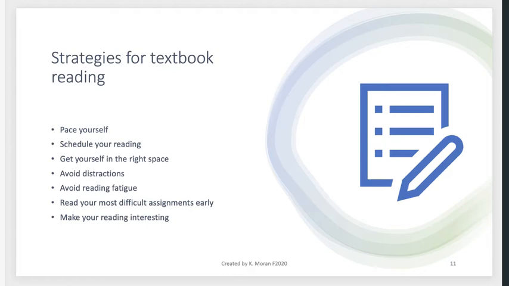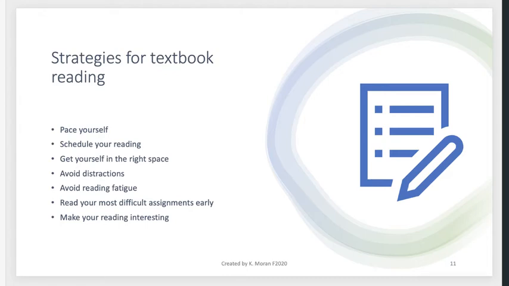Make sure you are scheduling reading time in your daily schedule as well. And get yourself into the right space. So turn off your electronics, turn off your phone, turn off the internet, and just focus on reading. Avoid distractions and avoid reading fatigue. This happens when you just get so tired, you don't absorb any new ideas anymore. You can also read your most difficult assignments early. This way, you feel good because you've checked off a difficult task and you won't procrastinate.